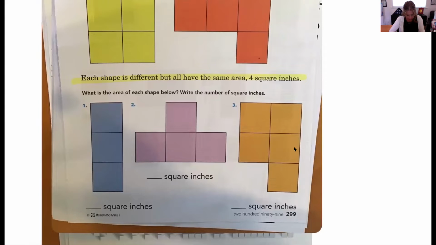Okay, so number 1, we're going to look at what is the area of the shape below? Write the number of square inches. So for number 1, how many square inches is that shape? You can count them. 1, 2, 3. It's 3 square inches. Number 2, how many square inches is that shape? It is 1, 2, 3, 4. 4 square inches. That's the area, okay?